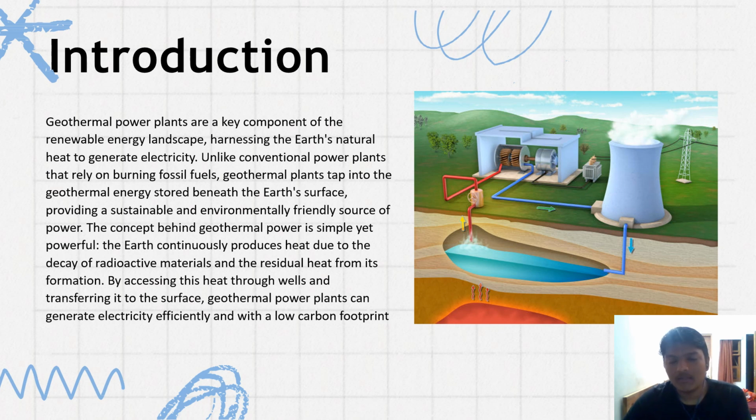As we know, our Mother Earth always produces heat continuously beneath the Earth's surface. So our plant uses that steam or heat to run the turbine, which produces electricity. The key concept behind a geothermal power plant is simple yet powerful. The earth continuously produces heat due to the decay of radioactive materials and residual heat from its formation. By accessing this heat through wells and transferring it to the surface, a geothermal power plant can generate electricity efficiently and with a low carbon footprint. So our geothermal power plant is way more beneficial than other power plants.